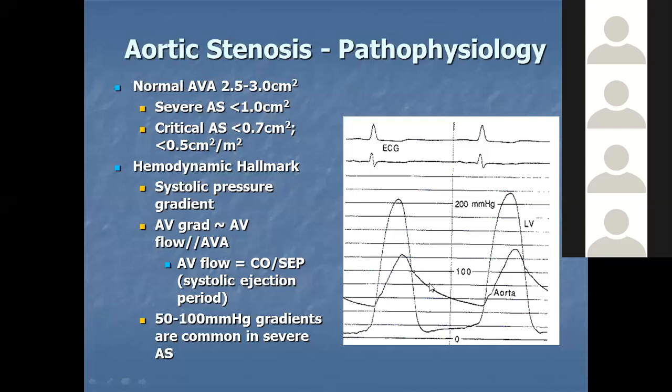So there is this systolic pressure gradient, as you have seen here. There is a gradient of more than 50 to 100 millimeter of mercury pressure difference between the LV and aorta.